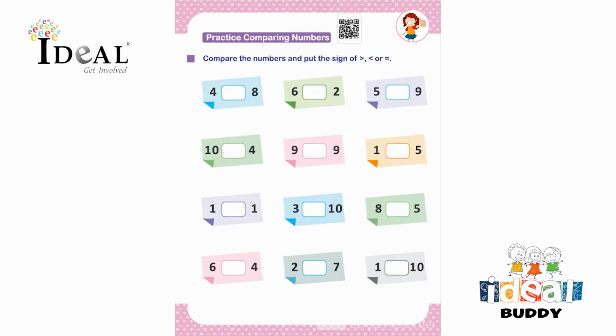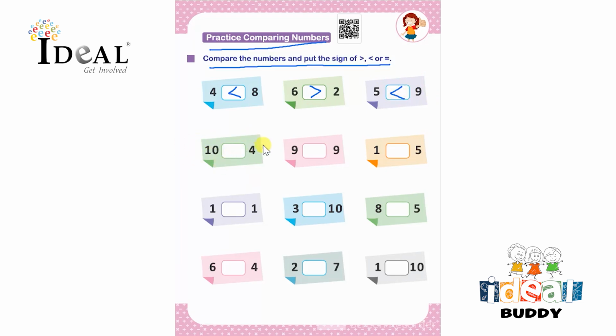Hello everyone. In this page, the child will practice comparing numbers. So here they have to compare the numbers and put the sign greater than, less than or equal to. So here it's 4 and 8. So 4 is less than 8. Next is 6 and 2. So 6 is greater than 2. 5 and 9. So 5 is less than 9.